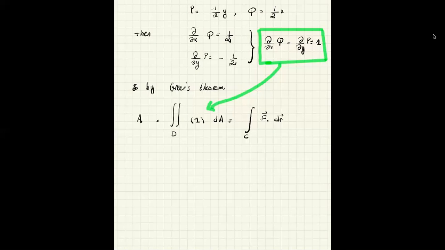So the area is given by this line integral. And what is this line integral? Now you do what you know. The vector field now is F equals 1 over 2 x y minus 1 over 2 y, and we need a parametric equation of C.